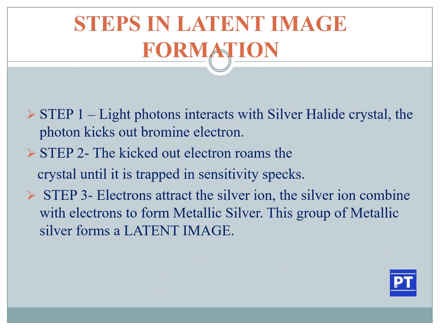So, the steps in latent image formation. Step 1, the light photon interacts with the silver halide crystal and kicks out the bromine electron. In step 2, the kicked-out electron roams the crystal until it is trapped in the sensitivity speck. In step 3, the electrons attract the silver ions. The silver ion combines with the electron to form metallic silver. This group of metallic silver forms a latent image.